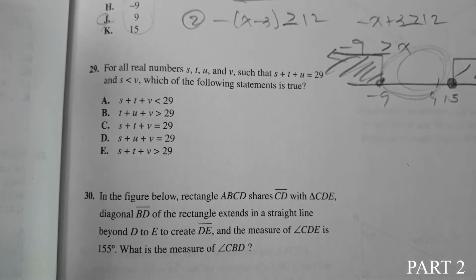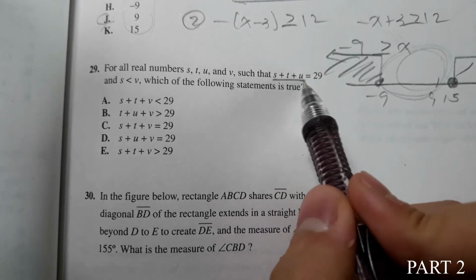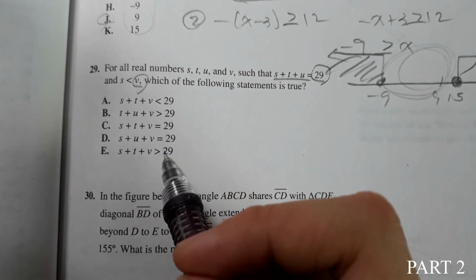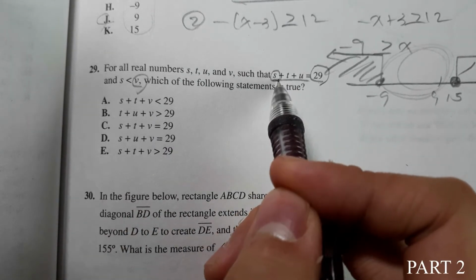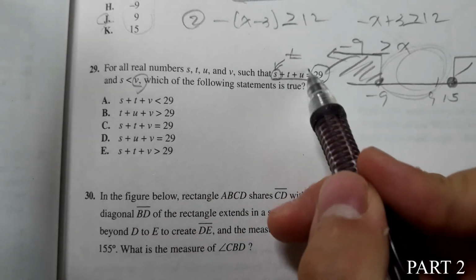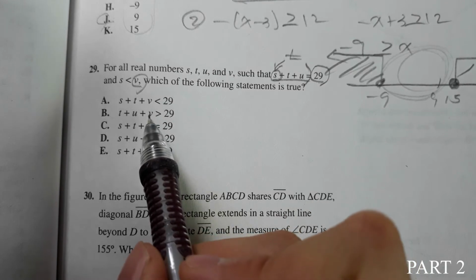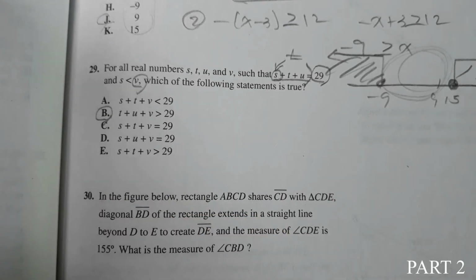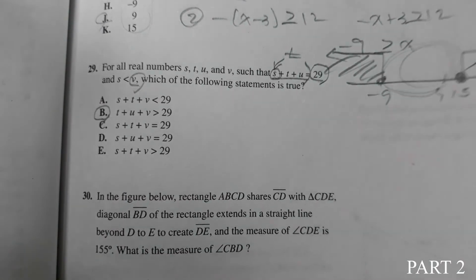Okay, number 29. For all real numbers s, t, u, and v, such that t plus s plus u equals 29, and s is smaller than v, which of the following statements is true? Okay, so if you add s, t, and u up, it is 29, but v is bigger. So when you change the s value to v, it should be bigger than 29. So the answer must be B. Let me just check. Yeah.